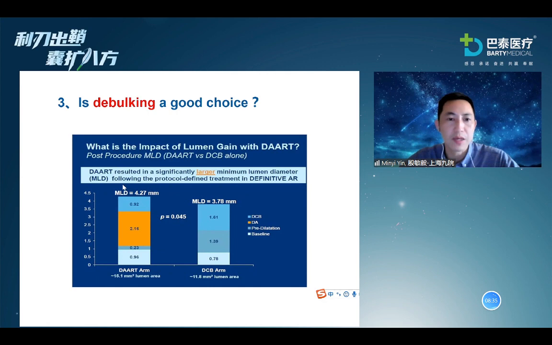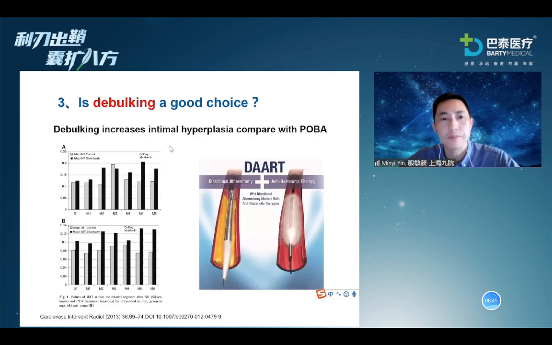Theoretically, it's very good. And from Medtronic's study, we can see after debulking, the immediate lumen gain is very good compared with the balloon. It has better immediate lumen gain. However, in study and also in practice, we found that after using debulking, if we compare it with POBA, actually the mid to long-term results are not so good, and also the intima hyperplasia rate is higher. You can see in clinical observation, it's the same results.